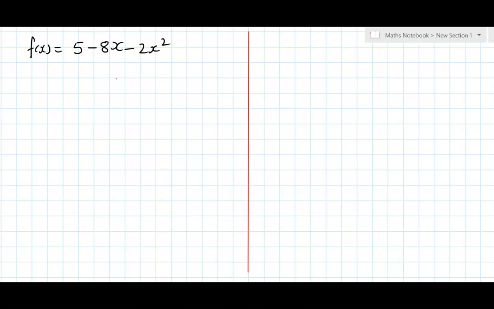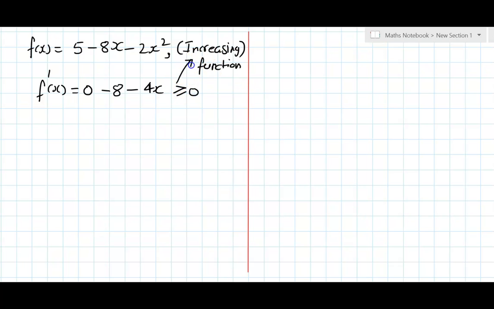So this question you need to try. f(x) equal to 5 minus 8x minus 2x square, and this is an increasing function. Then for which values of x will this be increasing? Could you please solve now? So differentiation of 5 will be 0, differentiation of minus 8x will be minus 8, and this will be minus 4x, and this should be greater than and equal to 0. Why? Because this is an increasing function. Is that okay? So minus 8 minus 4x greater than or equal to 0.